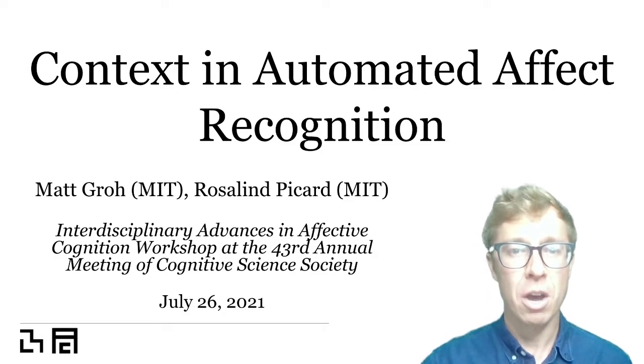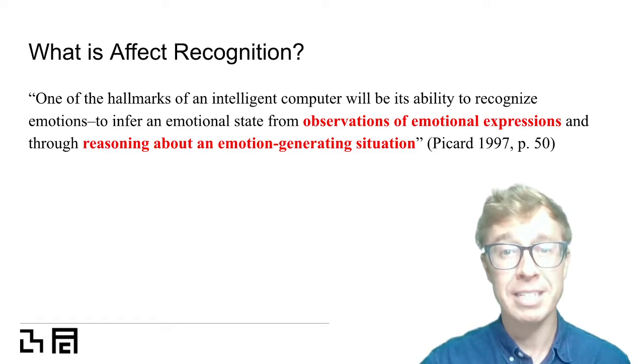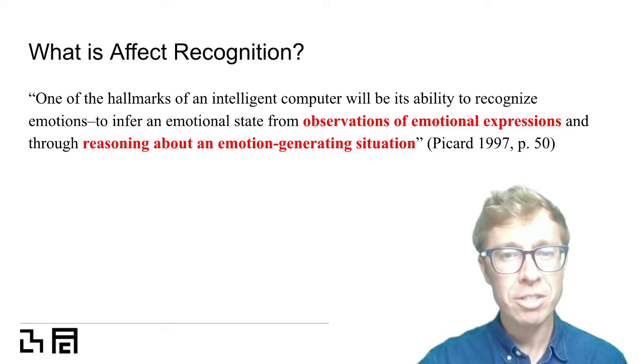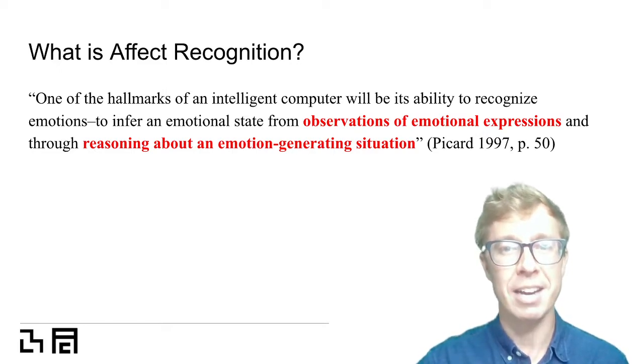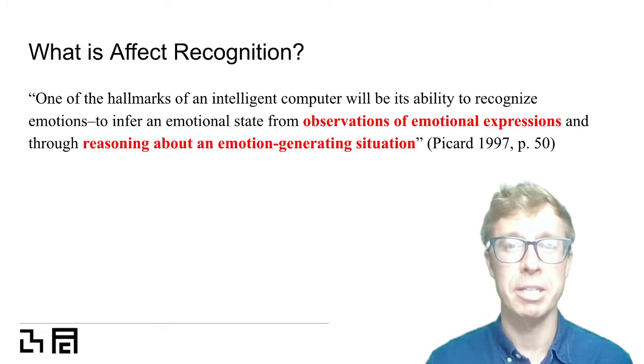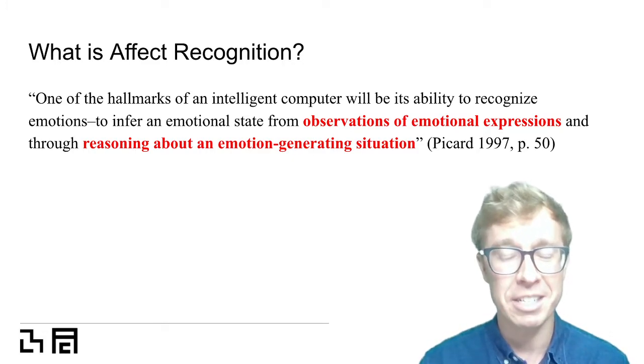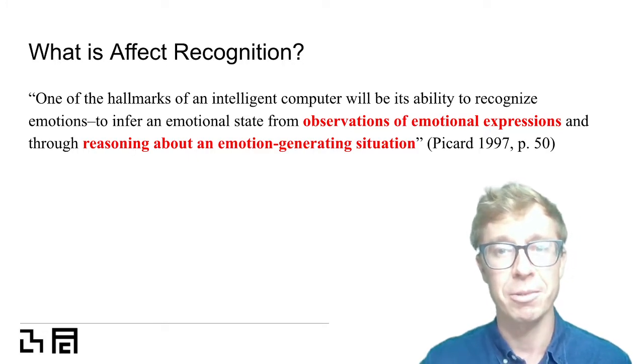So first, what do we mean by affect recognition? Well, in Professor Picard's book from 1997, she describes emotion recognition as the inference of an emotional state from observations of emotional expressions and through reasoning about an emotion-generating situation. How we express emotion ranges from linguistic word choice to speech prosody to nonverbal facial expressions, body gestures, and physiology like heart rate, breathing rate, and electrodermal activity.